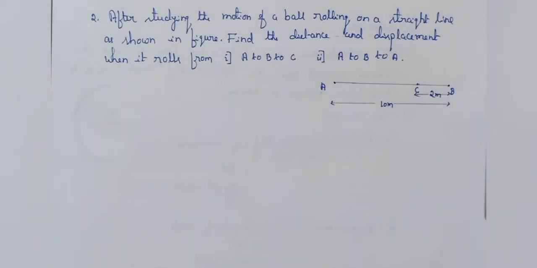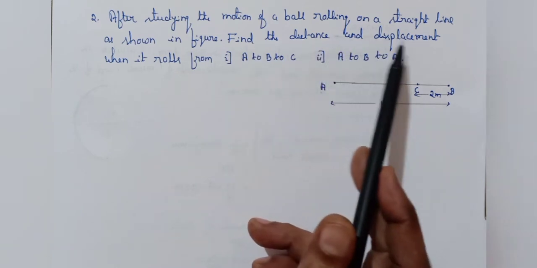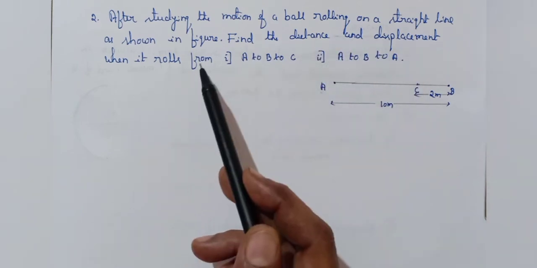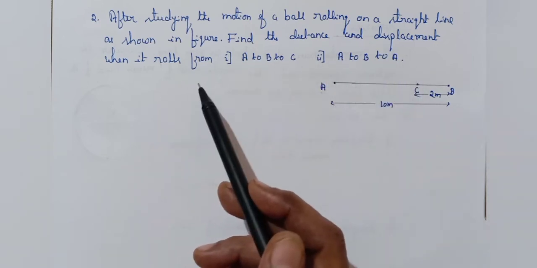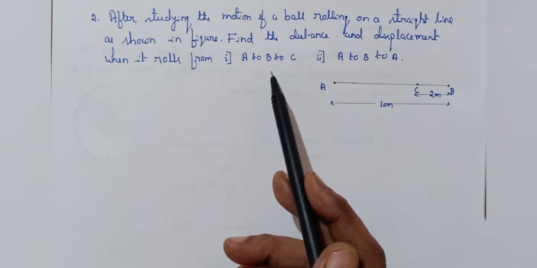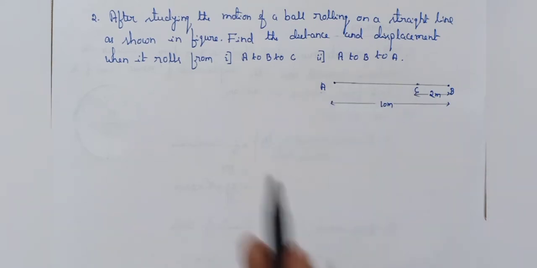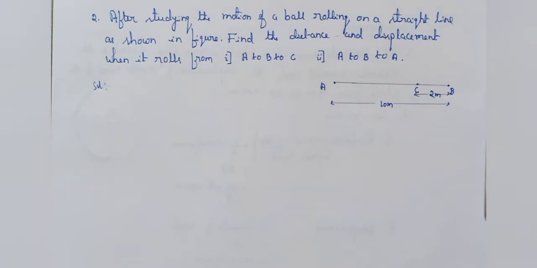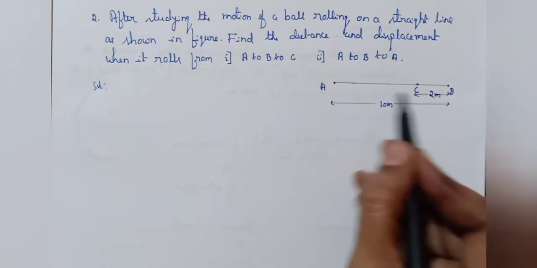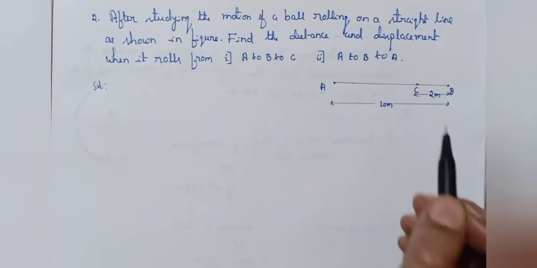Next problem. After studying the motion of a ball rolling on a straight line as shown in figure, find the distance and displacement when it rolls from A to B, B to C and A to B and B to A. The distance covered by the ball when it rolls from A to B and then B to C is AB plus BC.